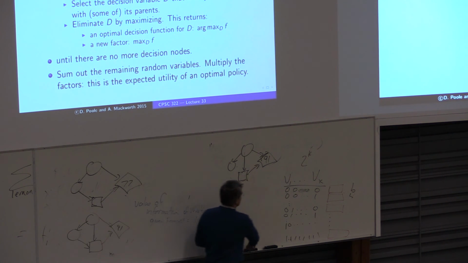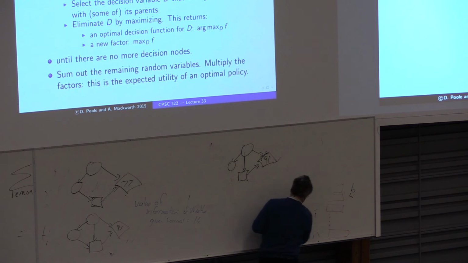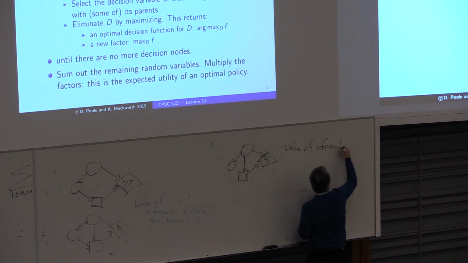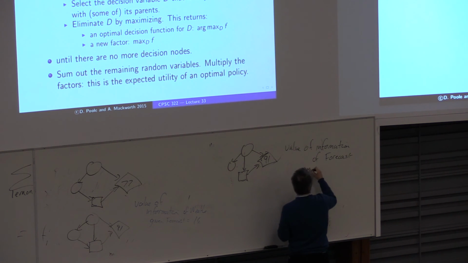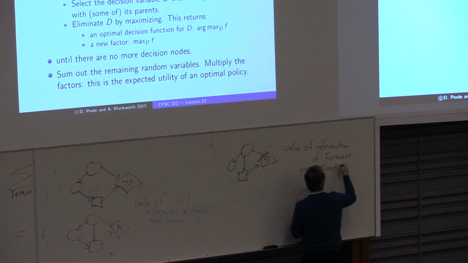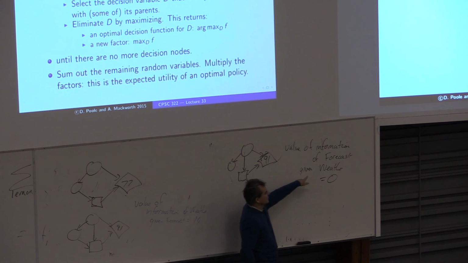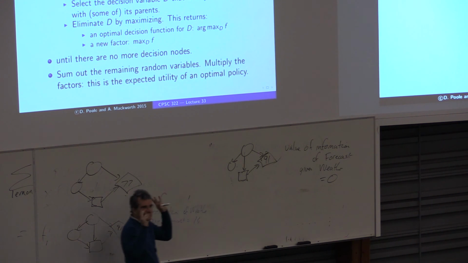So the value of the information of the forecast, given we know the weather, is 0. Right? If we're given the weather, the forecast is not any use to us. It's not valuable information.